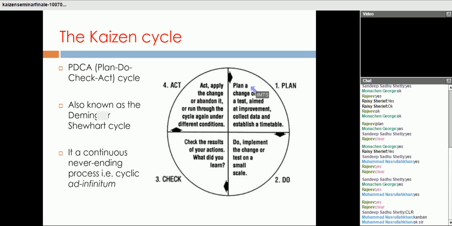So in the first step, you plan a change or a test aimed at improvement, collect data and establish a timetable. Second, you do: implement the change or test on a small scale. Third, you check the result of your actions. What did you learn? Fourth, you act: you apply the change or abandon it, or run through the cycle again under different conditions. So you plan, you do, you check, and you act. Then moving ahead.